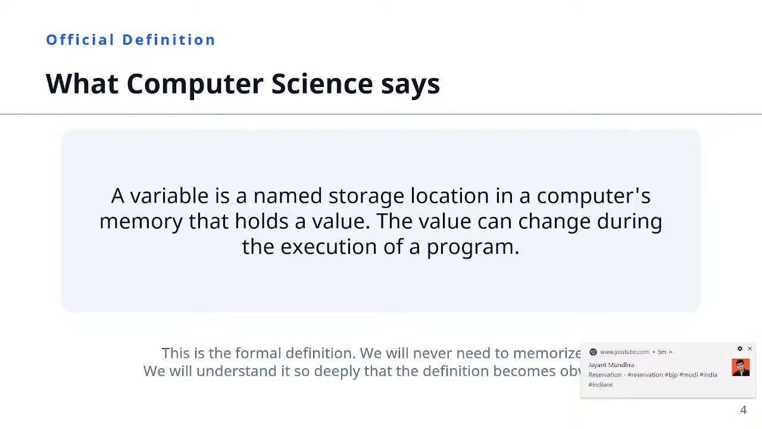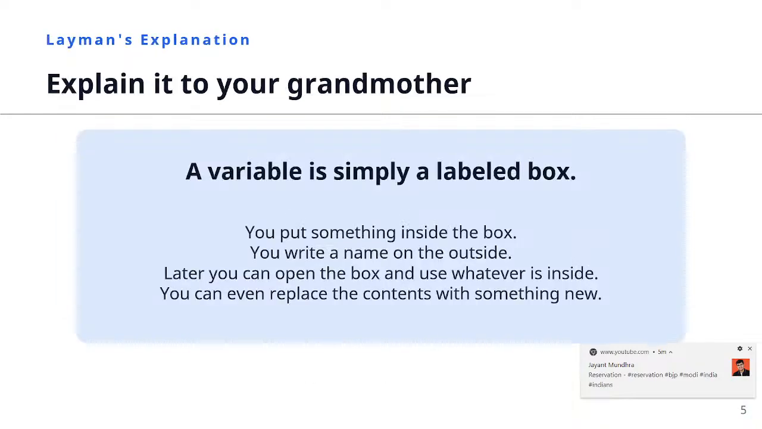Now let's go in a practical way. Imagine you are explaining to your grandmother what a variable is. A variable is simply a labeled box. You put something inside it and you write a clear name on the outside of the box. Later, when you need that thing, you just look for the box with the right name. You can even open the box and replace what is inside with something new. That is all a variable really is.